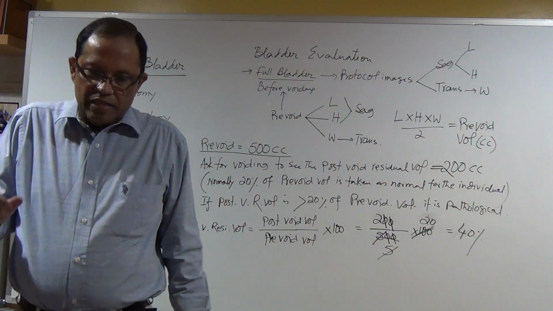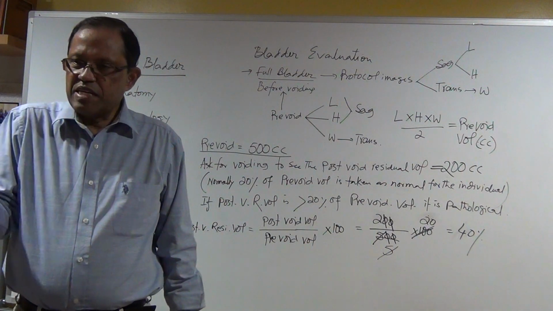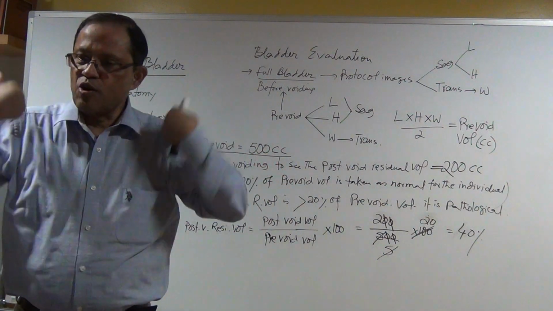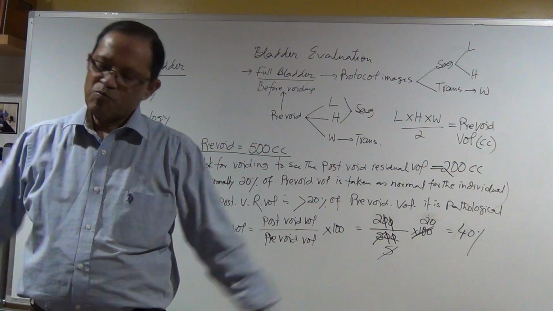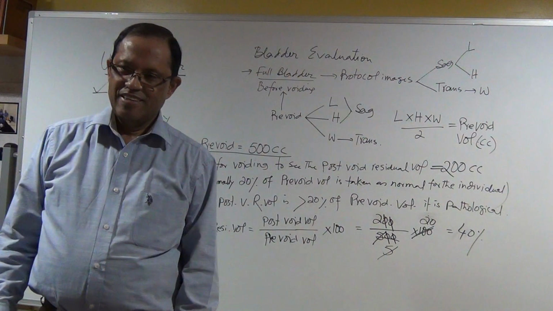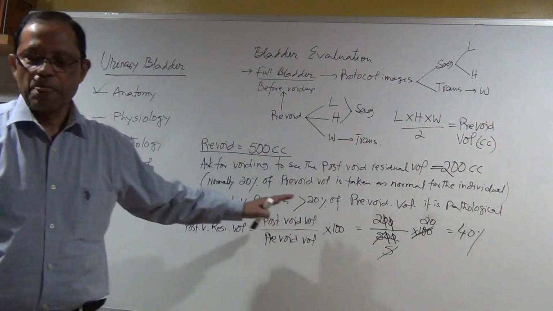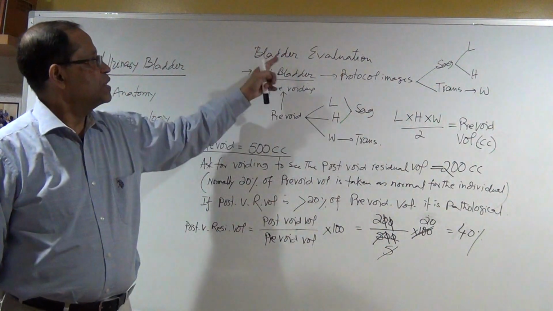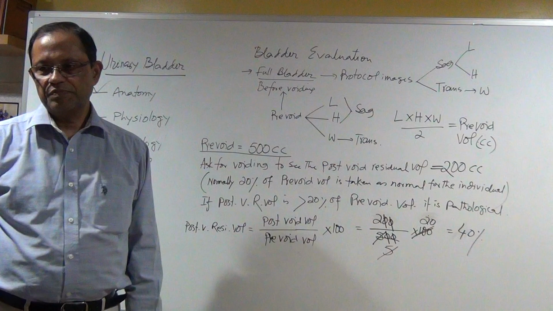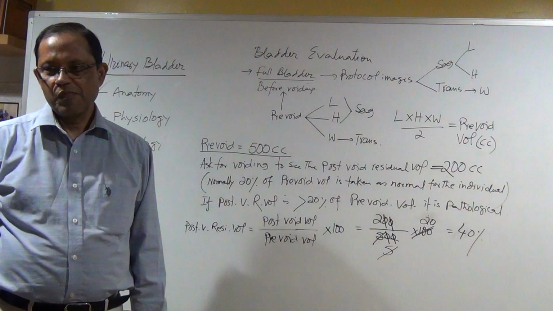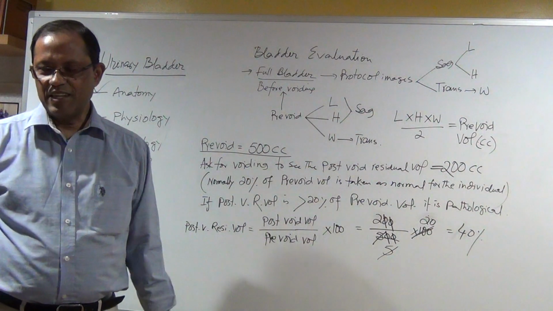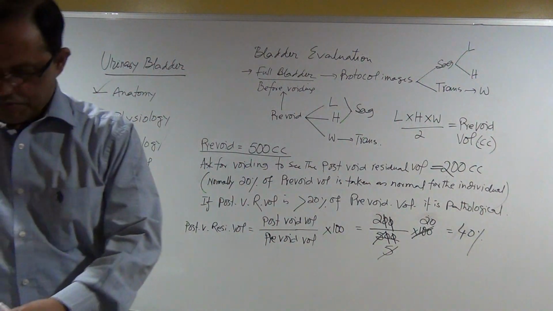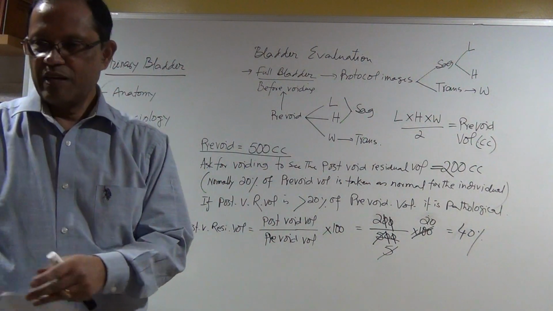So normally maybe 5%, 10%. Some people, they void completely. Completely. So that is the thing that we need to do in bladder evaluation. Okay? You got it. So bladder is done. That was fast. Okay?